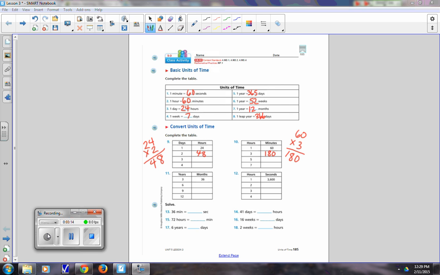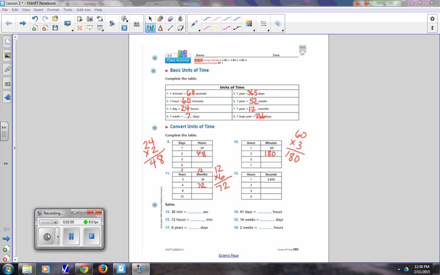So if 3 years has 36 months, and we know that 1 year is 12 months, how much is 6 years? What would we multiply there? That one's kind of tricky. We got to kind of think above this, that 1 year is 12 months. So we would do 12 times 3 is 36. So to figure out how many months in 6 years, you would do 12 months for 6 years is 72.